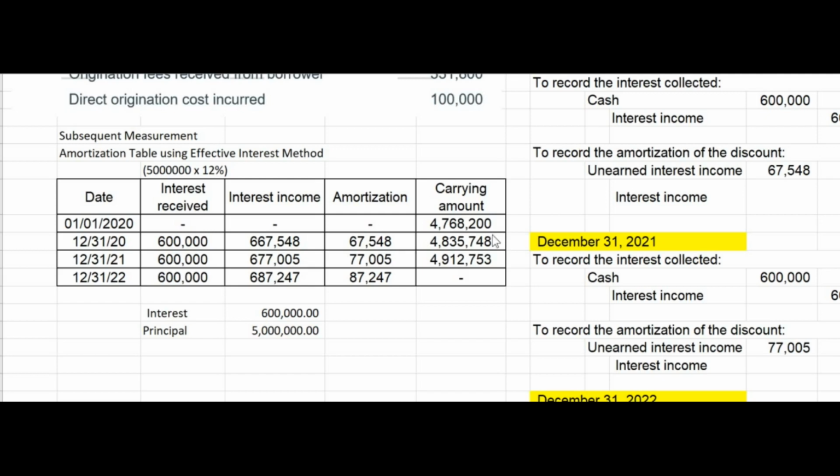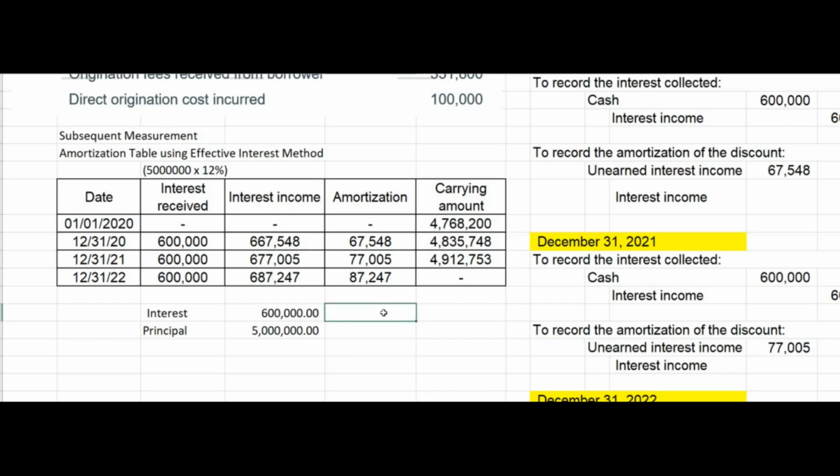So, in a way, it has additional interest income, as compared to the mentioned 600,000 only. So, that means, since our origination fees are bigger compared to the direct origination cost, we have additional interest income aside from the nominal rate mentioned, which is 12%. If that's the case, then we must find a rate which is greater than 12%. So, he tried 14%.